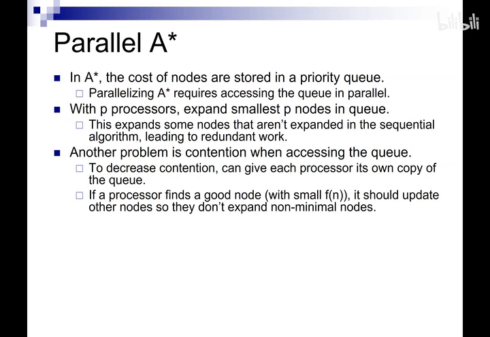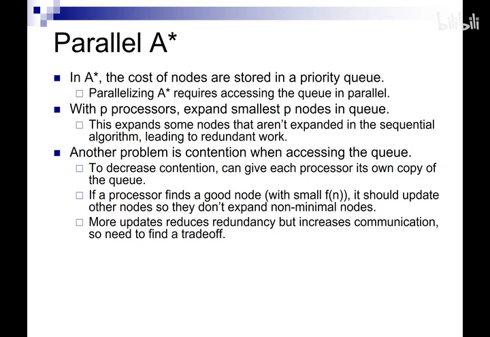A way that we can deal with that is we can give each processor its own copy of the queue, and we try to keep these different copies more or less synchronized. That means that if a process finds a good node with a small f value, it should tell the other nodes about this good node. Because if it doesn't, the other nodes are still going to work on nodes with bigger f values.